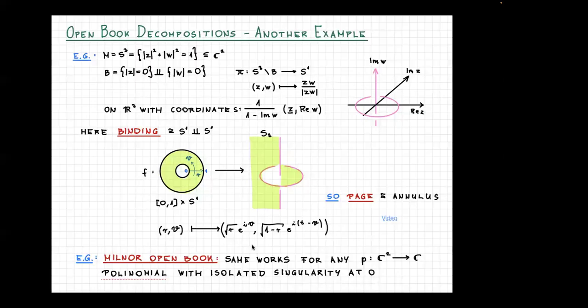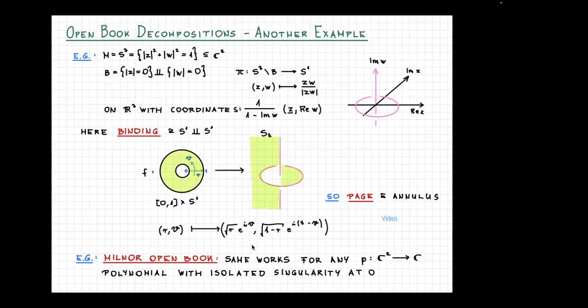Okay, and you can do the exact same method and get a lot of open books of S3. These open books are called Milnor open books. So you just always take a polynomial with an isolated singularity at 0, and then the same method can be used. So the preimage of 0 is going to be the binding, and then you're just going to take the angle of the value of the polynomial.